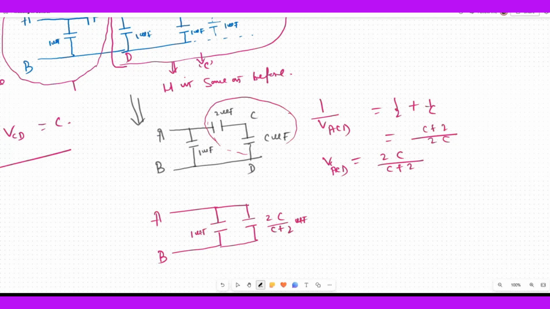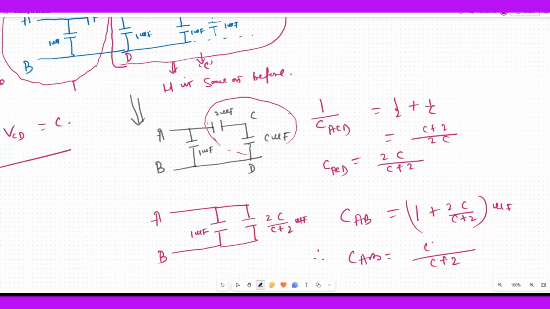Now they are in parallel combination. So CAB will be what? This is not V. Please keep this in your mind. This is capacitance CACD. Now CAB is what? Between A and B, the capacitances are in parallel combination. Just sum up these two microfarads. So therefore CAB is 1 plus 2C by C plus 2 microfarad.